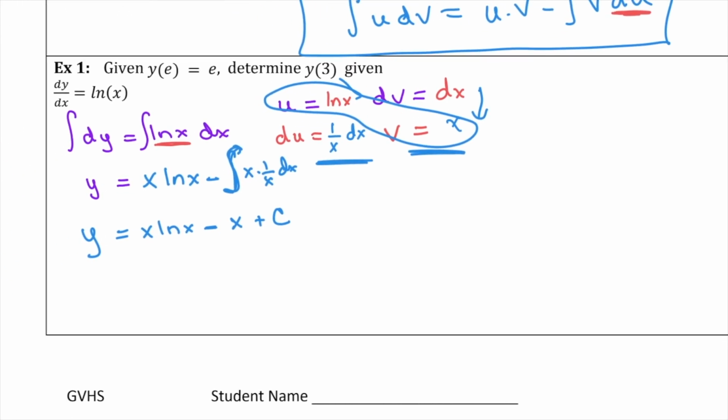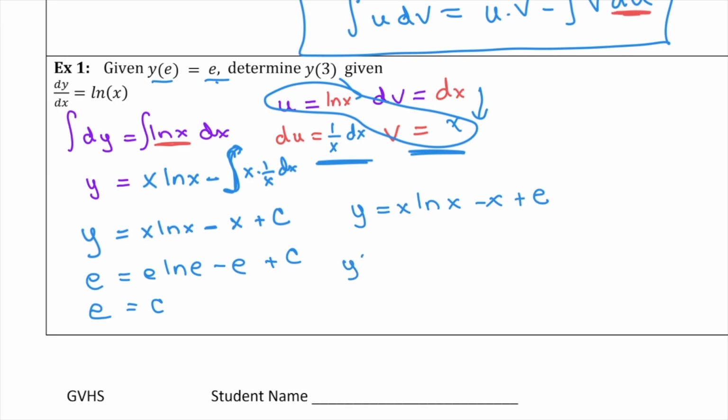Okay, what else do we know? We know that y at e is equal to e, and so if we know that, e is equal to e natural log of e, minus e plus c. This is silly. Natural log of e is 1, e minus e is 0, so c must be equal to e, and in our final function, we have y equals x natural log of x minus x plus e.